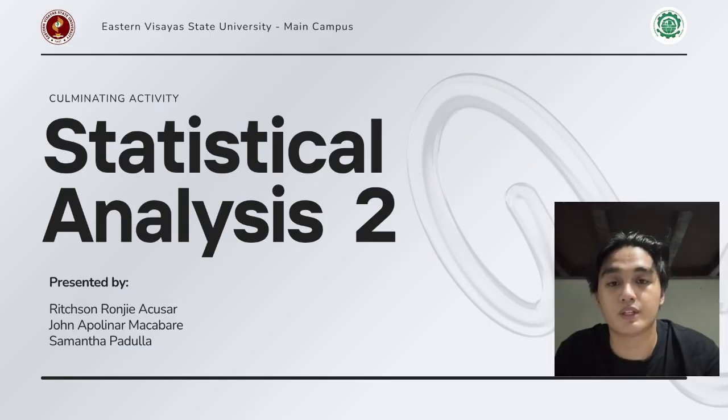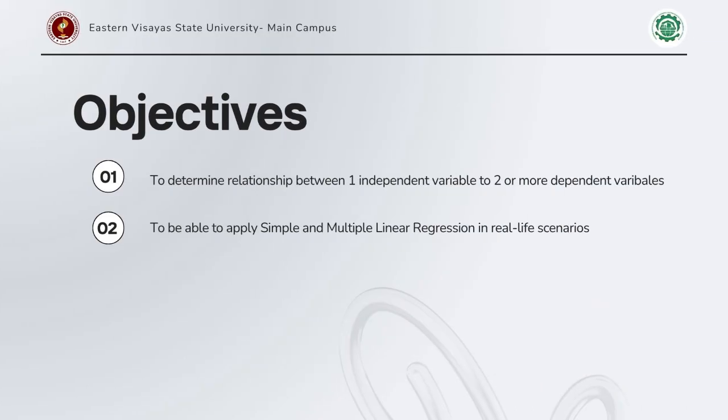So there are two objectives in this activity. First is to determine the relationship between one independent variable to two or more dependent variables. Second is to be able to apply simple and multiple linear regressions in real-life scenarios.